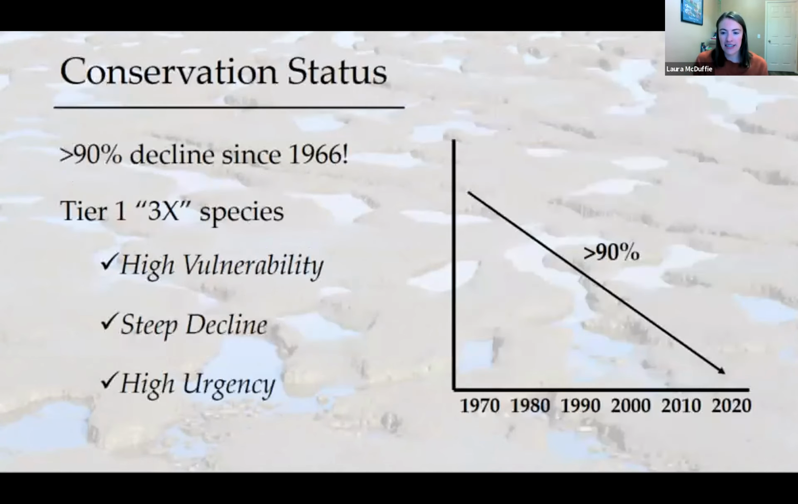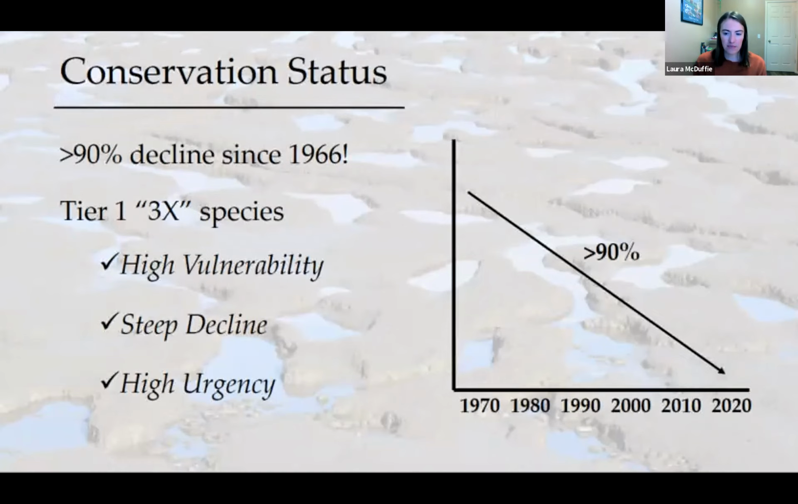So the lesser yellowlegs has experienced a pretty precipitous decline since 1966 of over 90%. As Ken mentioned earlier this morning, as well as at the July Road to Recovery Phase 1 workshop, he introduced this species prioritization matrix that builds on previous vulnerability scores. It includes these three different metrics. There's high vulnerability, meaning that the species is on a watch list. The species has experienced a steep decline, so its population has been reduced by at least 50%.